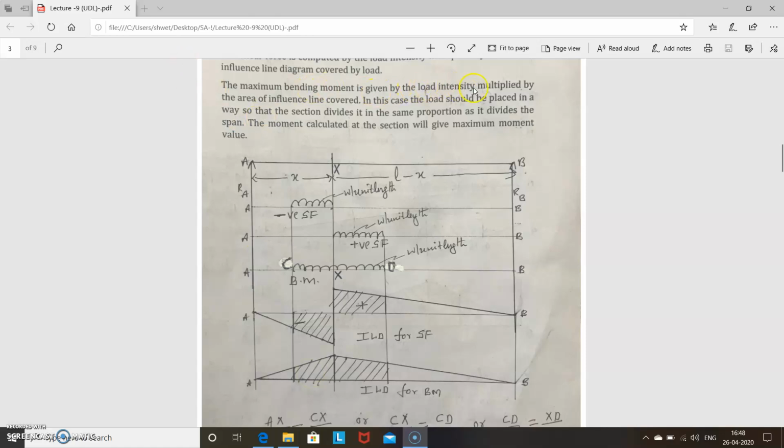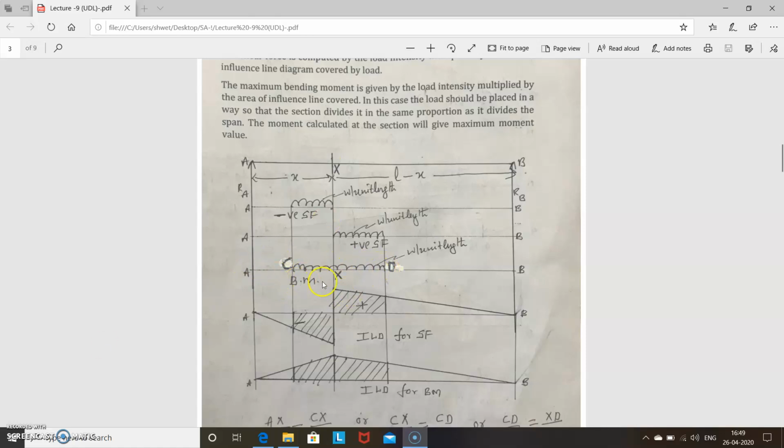The maximum bending moment is given by the load intensity multiplied by the area of the influence line covered, so intensity into this area. But in this case the load should be placed in such a way that the section divides it in the same proportion as it divides the span. Okay, this you have to remember here. The load should be placed in such a way that the section divides it in the same proportion as it divides the span. Okay, so I have drawn it like this.